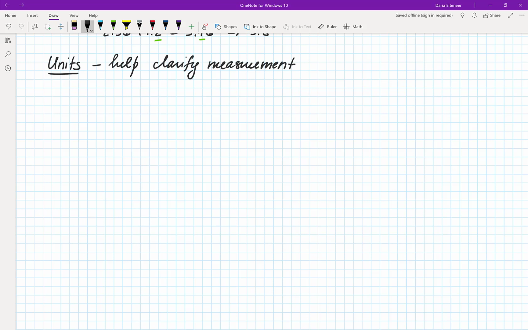So for example, if I say length is 5, what does that mean? Absolutely nothing. If I say length is 5 millimeters, or 5 inches, or 5 miles, then you immediately can at least visualize what's called the order of magnitude. We'll talk about that in a minute. So at least you have an idea of how big that number is. Okay, so units are very important.